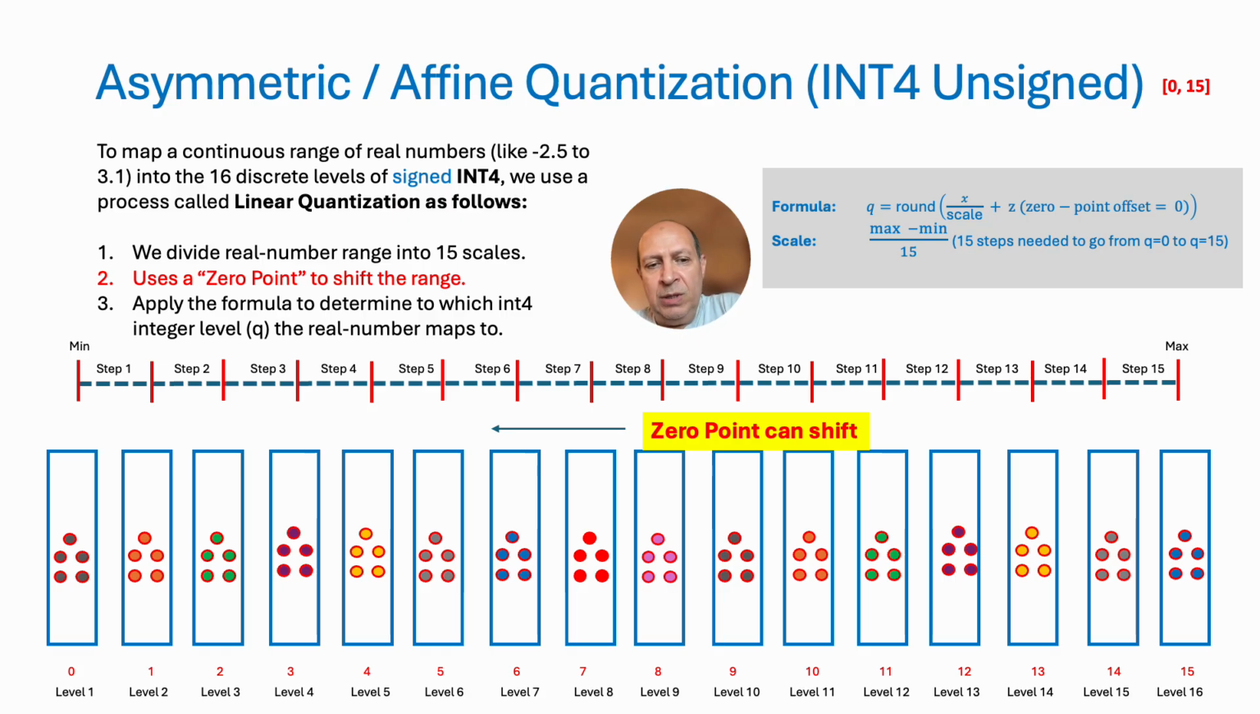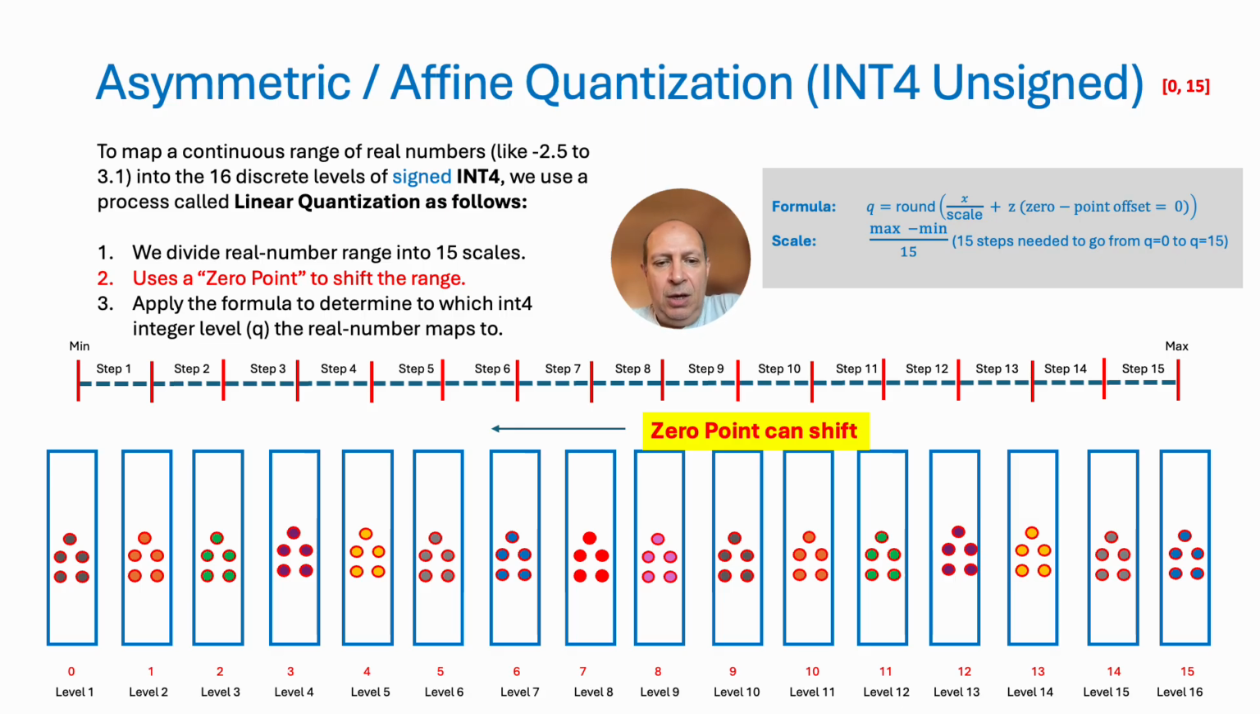Now, note that with asymmetric quantization, we use a zero point, in contrast to symmetric quantization where we do not have a zero point, because the real number value of 0 always falls exactly on quantization level 0. But with asymmetric, this zero point can shift, okay? So with asymmetric quantization, we use the zero point to shift the range, and we will see how this is calculated.